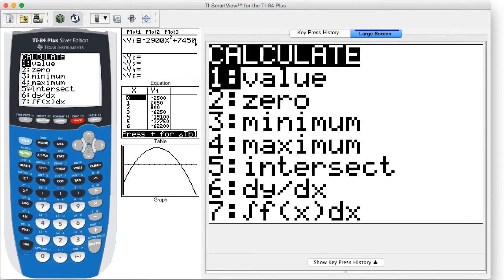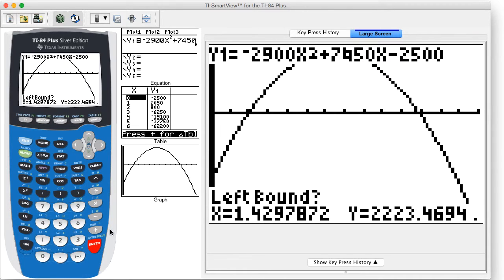And then I'm going to scroll down here to item 4 for maximum. If you're trying to find a minimum, you would choose minimum. And I'm going to press enter. Okay, now the cursor is blinking. It's asking me for a left bound here. So I want the cursor to be positioned to the left of the maximum. I'm going to use the left arrow key until the cursor is clearly to the left of the peak point on the graph. I'm just going to keep pressing to the left. That's clearly to the left. Okay, so I'm going to press enter to set the left bound.